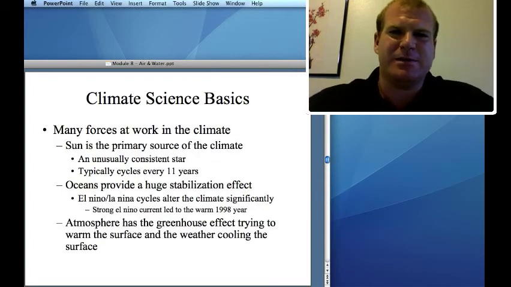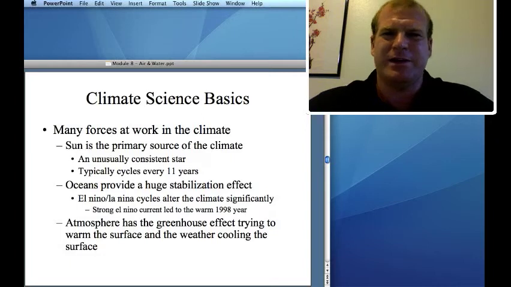And what is the source of the climate? The sun. The sun is the primary source. And the sun is also unique. It's a very consistent star. Most stars are not as consistent as the sun is. The sun also goes through cycles about every 11 years. It's really every 22 years, but when one cycle decreases, one increases.